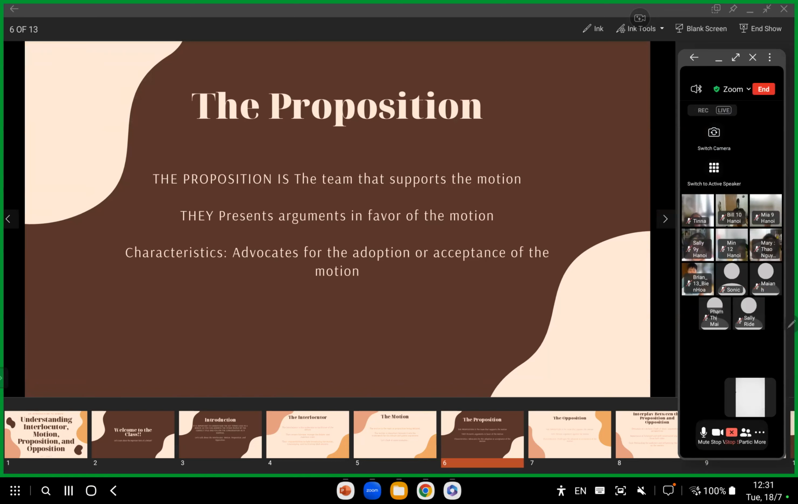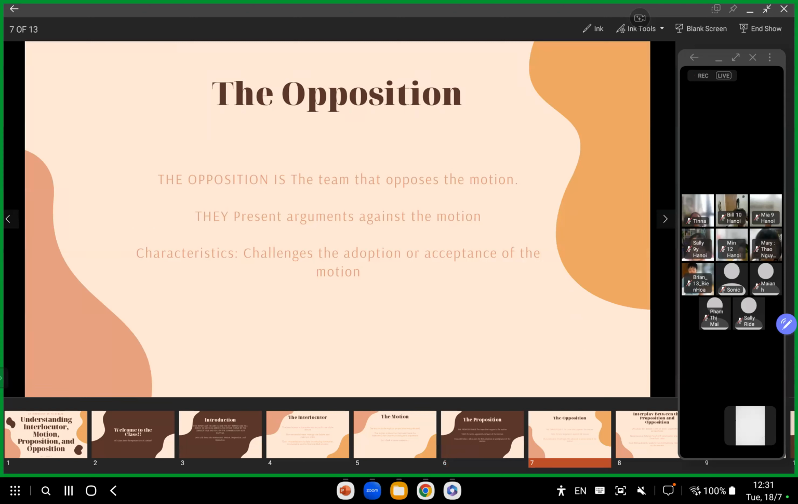Okay, so the proposition, we know, is the team that supports the motion, and it's their job to present arguments in favor of it. So they're obviously arguing to prove that their motion is correct. The opposition is the team that opposes the motion. So they're going to present arguments to try and prove that the motion is wrong.